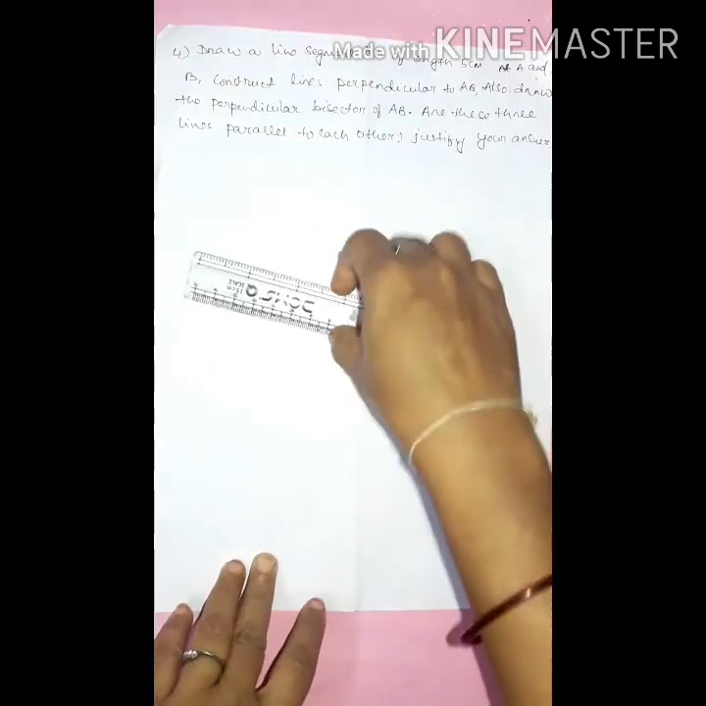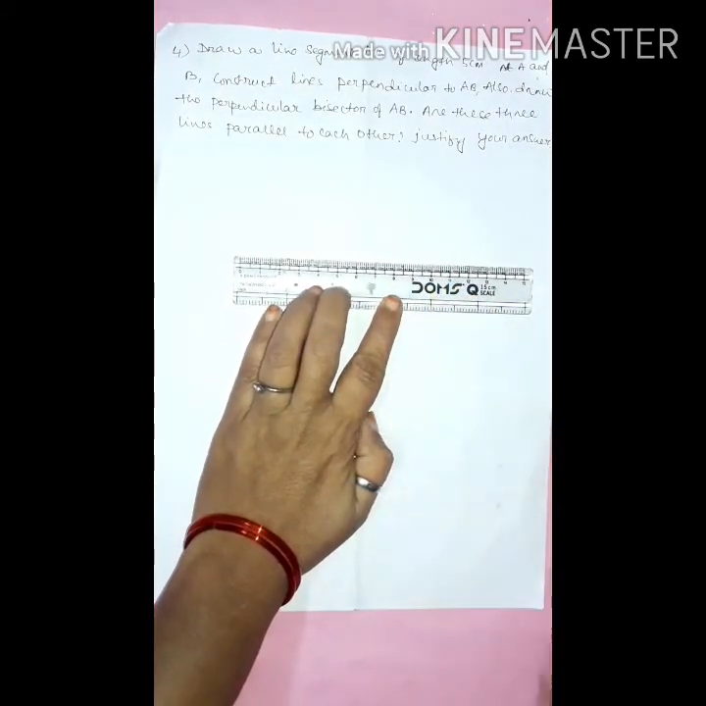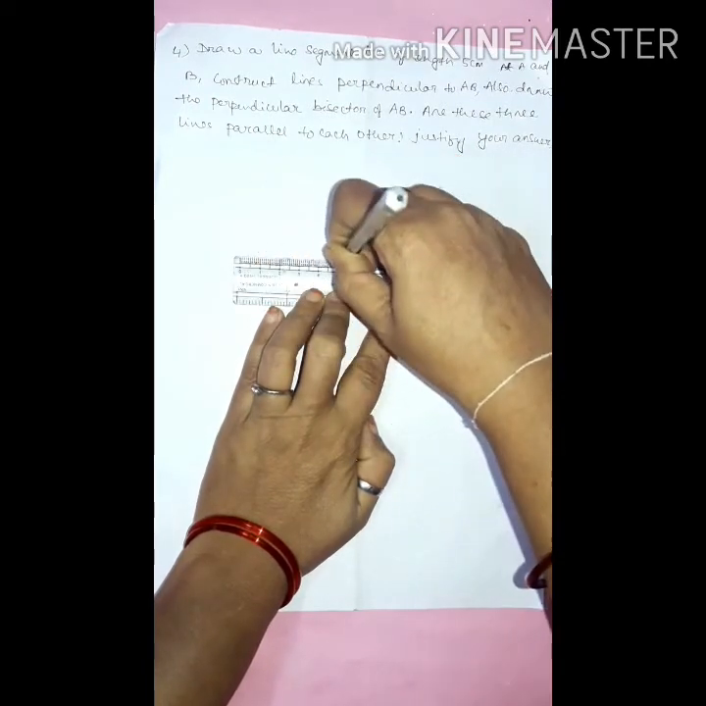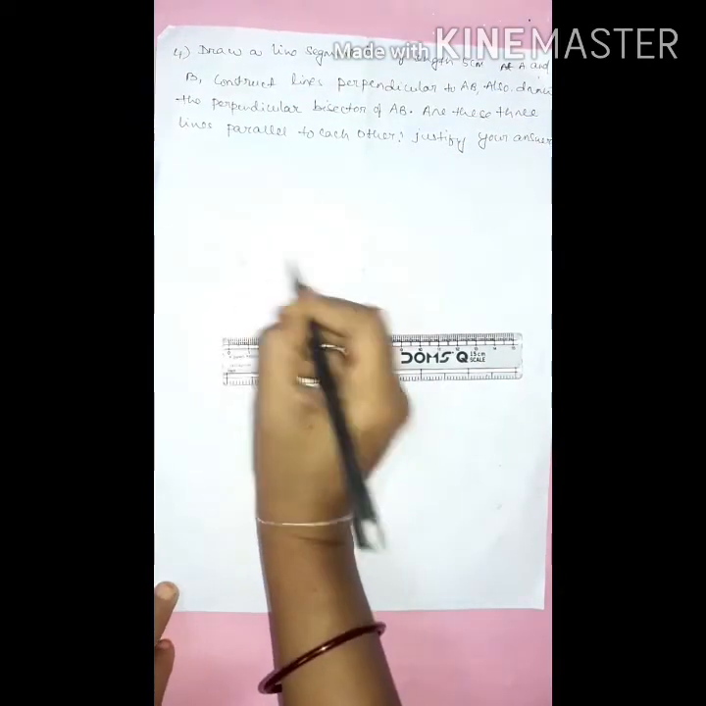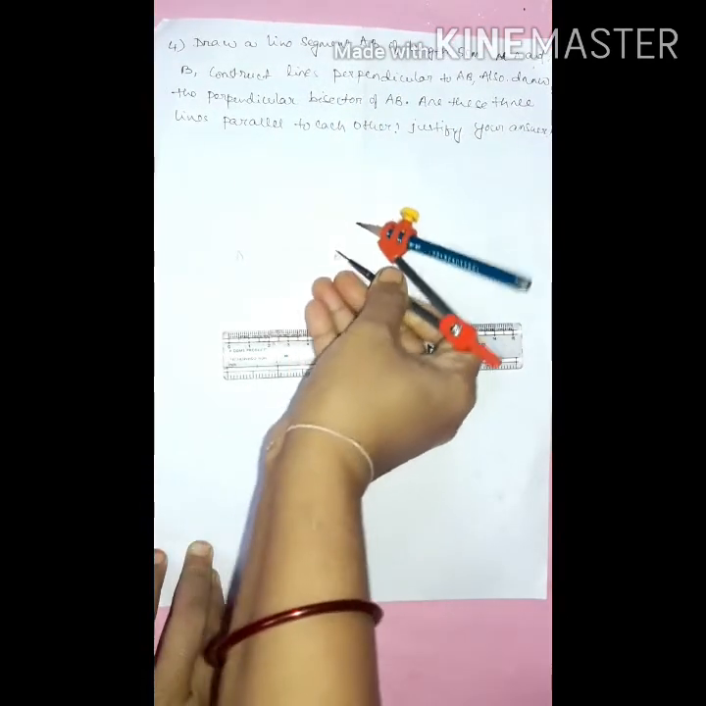We have to construct the line segment AB of length 5 cm. So this is the 5 cm. First of all, you construct it and name it AB. At A and B, we have to construct a line perpendicular. All of you know perpendicular means 90 degrees. So from here we can construct the 90 degree like this.